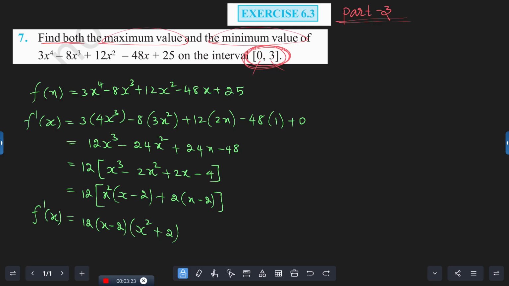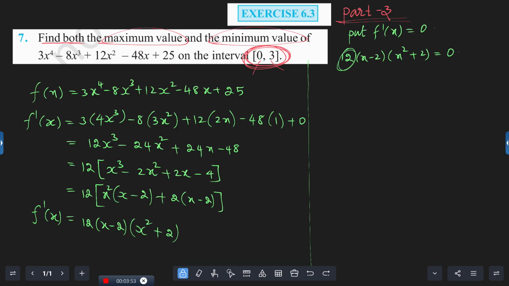For finding the x values, what do we have to do? Put f dash of x equal to 0. Right. Now, f dash is this whole thing, which means 12 into x minus 2 into x square plus 2, which is equal to 0.